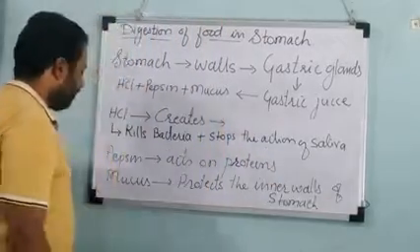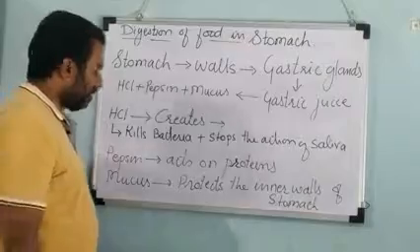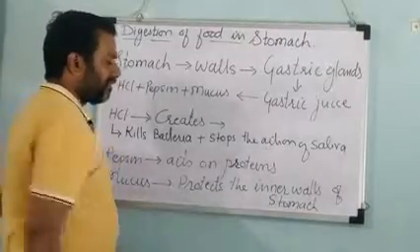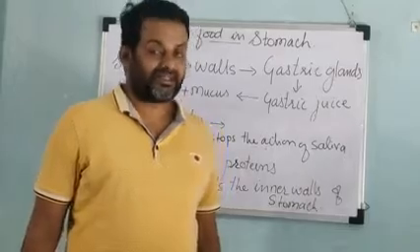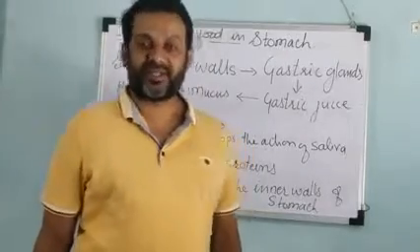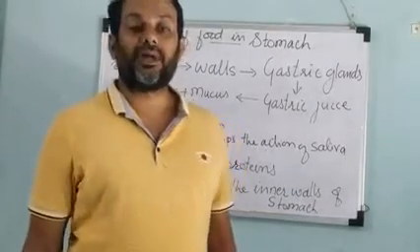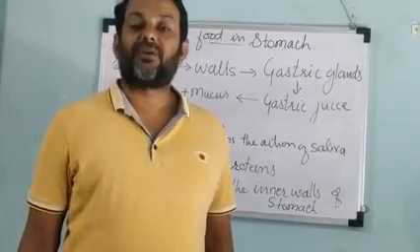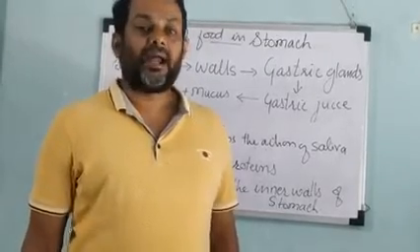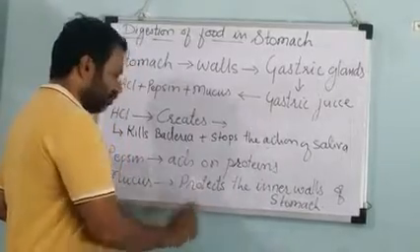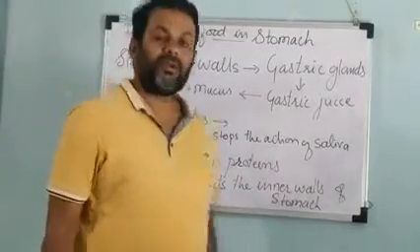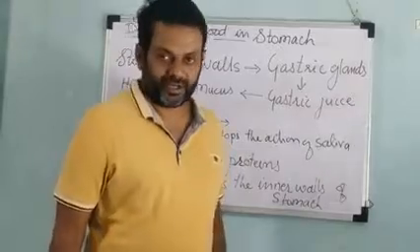And then the third part is mucus. This mucus protects the walls of the stomach from inside from the action of the HCl. HCl is a very strong acid and it may corrode the wall of the stomach from inside, which may cause ulcers, which are very painful. And that's why we need the mucus to protect the walls of the stomach from the action of the hydrochloric acid from inside.